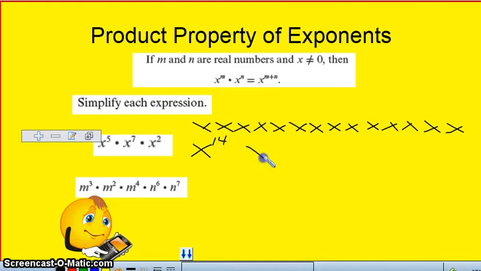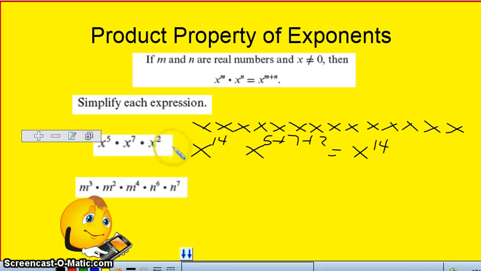Now we would get the same answer if we took x, which is the same base all the way across, and added all the exponents. So 5 plus 7 plus 2 equals x to the 14th. When you have the same base and you're multiplying them, you can simply add their exponents.